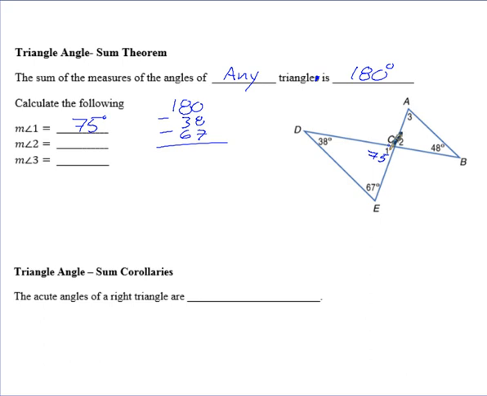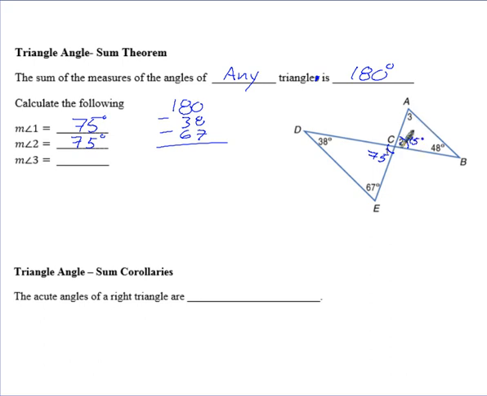So now I can use this and this as vertical angles. Remember in Unit 1 when I said vertical angle is like one of the most important things in geometry? It's because we see it quite a bit. Same with linear pairs. So vertical angles are congruent. So if 1 is 75, 2 is 75.